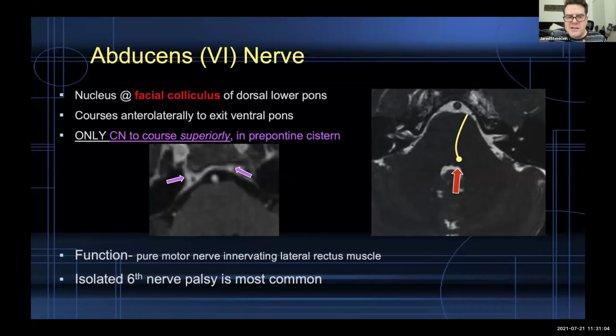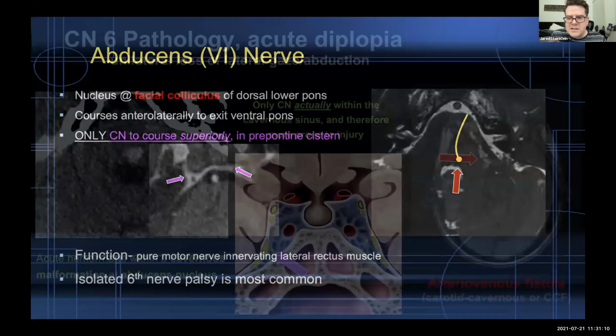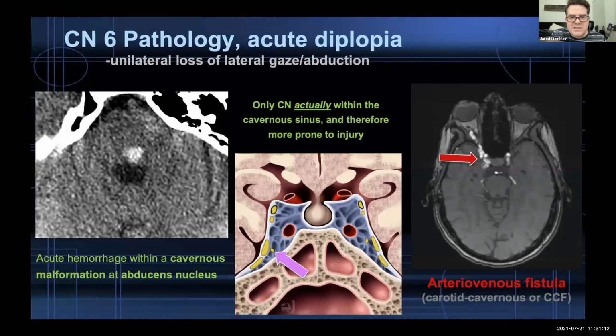It can be tented from CSF pressure disturbance, but I think the next slide has it. Yes, it's the only one that's actually in the cavernous sinus, the middle image shows. The other ones are kind of plastered along the dura or the fibrous lining of the sinus, whereas 6 is more susceptible to injury. So that's why we often see it if there's cavernous sinus pathology, like the right-sided case, which shows the red arrow pointing to a fistula, or cavernous carotid fistula, which is a cause for diplopia, as well as a whole other set of orbital symptoms.